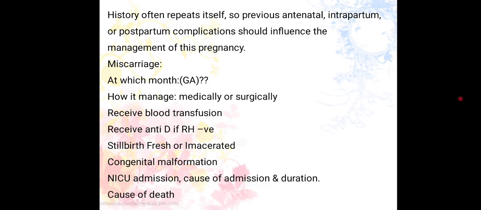In stillbirth, which is intrauterine fetal death after viability or after 24 weeks, ask if it's macerated or fresh stillbirth. Fresh stillbirth occurs less than 24 hours before delivery. Macerated stillbirth is an old stillbirth, more than 24 hours from incident to delivery. Any congenital malformation. If the baby was admitted to the nursery, ask about cause and duration of admission. Early neonatal death, ask about cause of death.